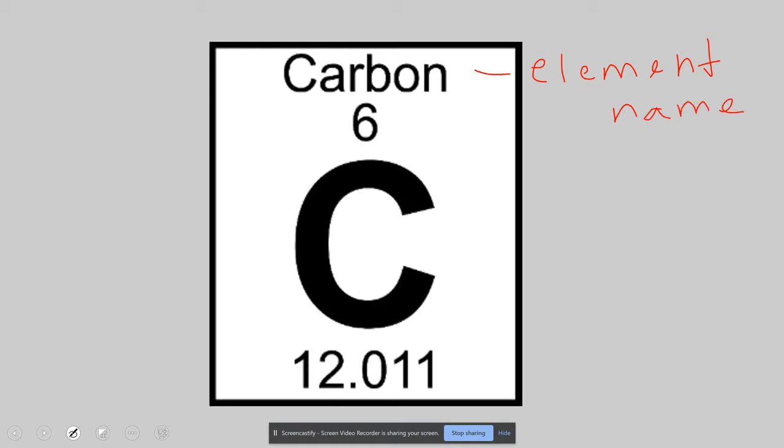Not all periodic tables give you the element name, but most of them, what we'll use in class, should have the names on them. All right, directly below the word carbon, we've got this number 6. This is called the atomic number. Number 6 is the atomic number.